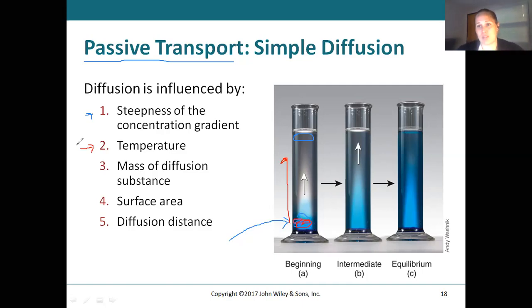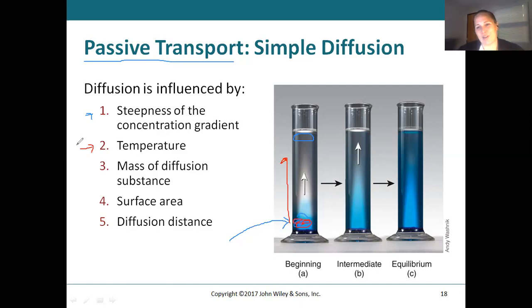That's going to influence the rate that you diffuse to the outside. The mass of the diffusing substance can also influence the rate of diffusion. So how large it is in terms of its mass is going to affect how it moves across that aqueous environment. Then there is the surface area of that substance, and then the diffusion distance.